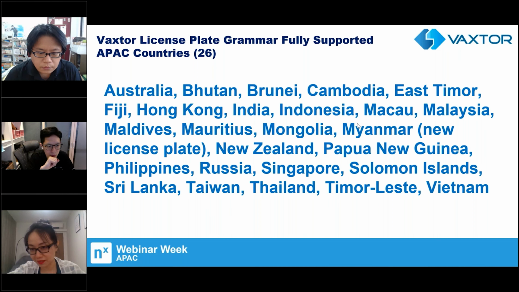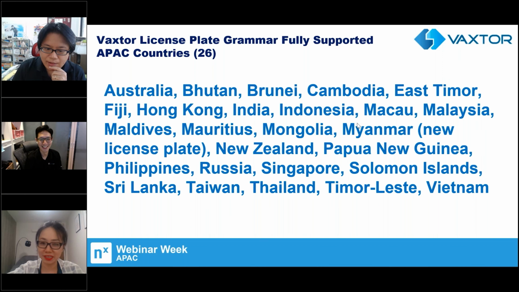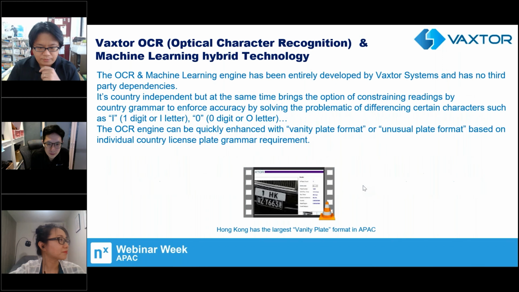Of all those 33 attendees, maybe your country is one of them. If your country is not in the list, then you have a better reason to contact us, because you could be the so-called early developer for your country to deploy ALPR applications. Okay, so this is the APAC support list.